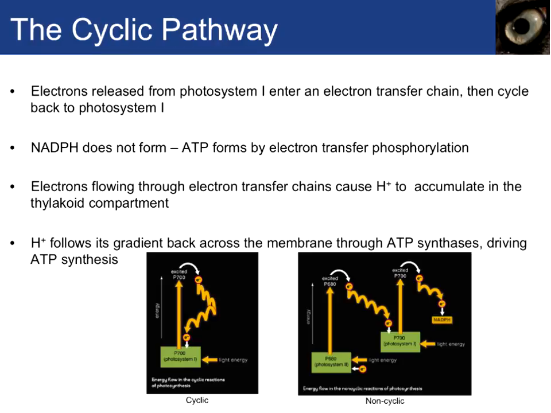So now you'll see the difference with the cyclic pathway. So in the cyclic pathway, electrons released from photosystem 1 enter an electron transfer chain, but then instead of being lost these electrons cycle back to photosystem 1. So because of this, in the cyclic pathway, there's only photosystem 1. Whereas in the non-cyclic, remember we had photosystem 2 and photosystem 1. So with the cyclic pathway, you're going to excite the electron, and it's going to cycle back to photosystem 1. And so you don't need to replenish these lost electrons.